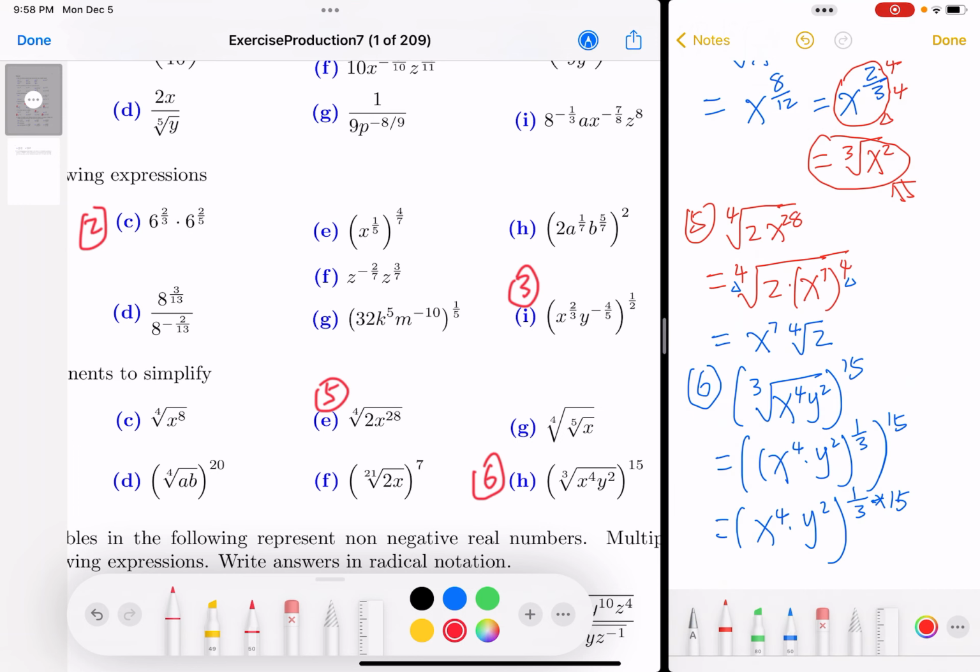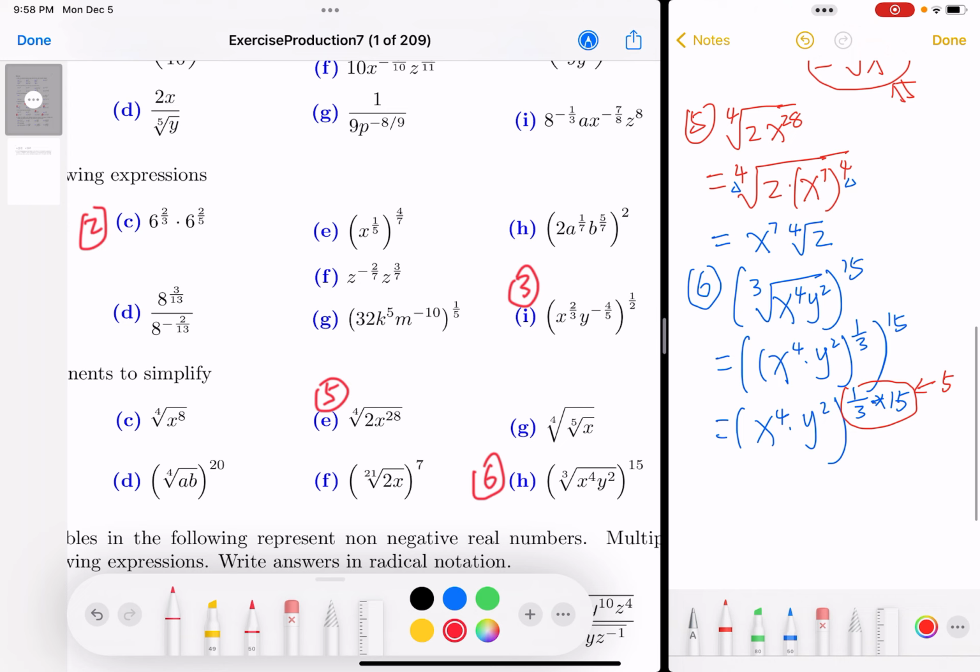What do you get here? 15 divided by 3, you have a 5. Then 5 times x to the 4th, and it's also 5 times the y squared. So you then have x to the 20th, and then y to the 10th.